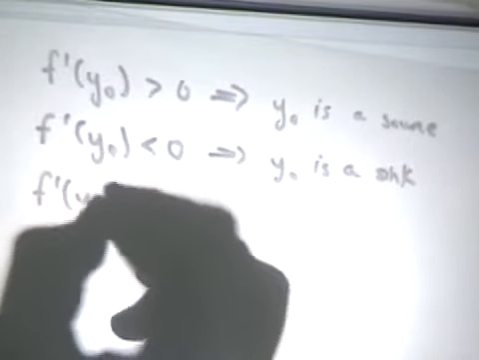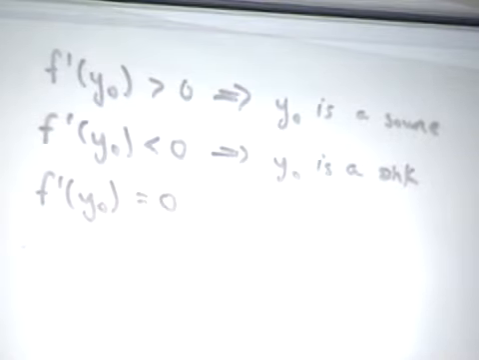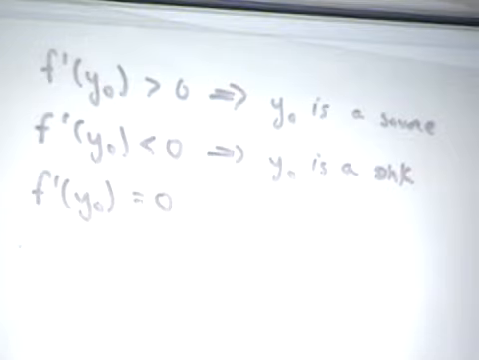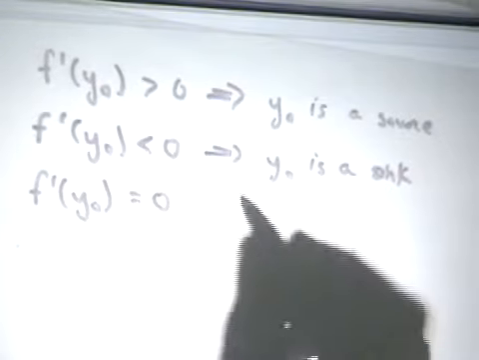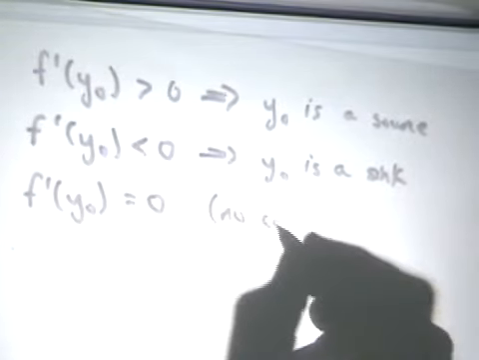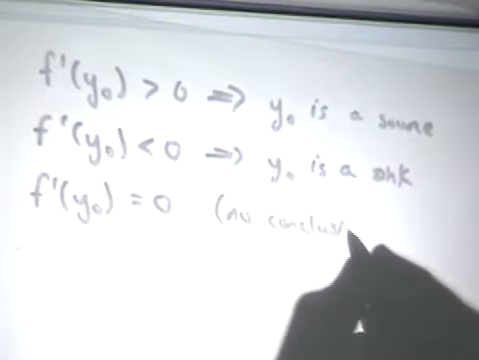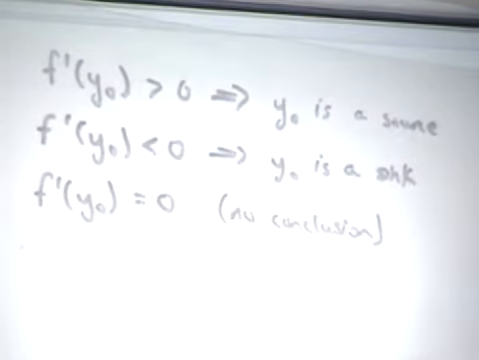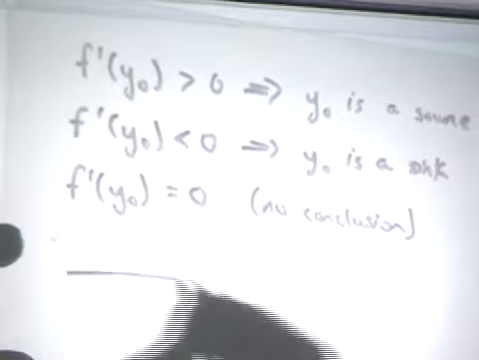And if the derivative at the equilibrium point is equal to 0, actually you can't conclude anything from this test. There's no conclusion. This is the no conclusion case. You really would have to look at the graph. There are really lots of things that could happen.